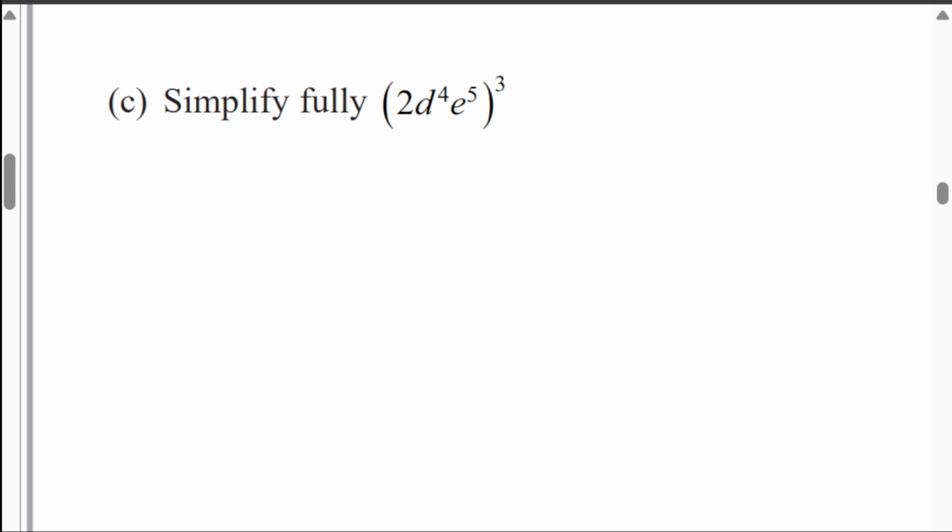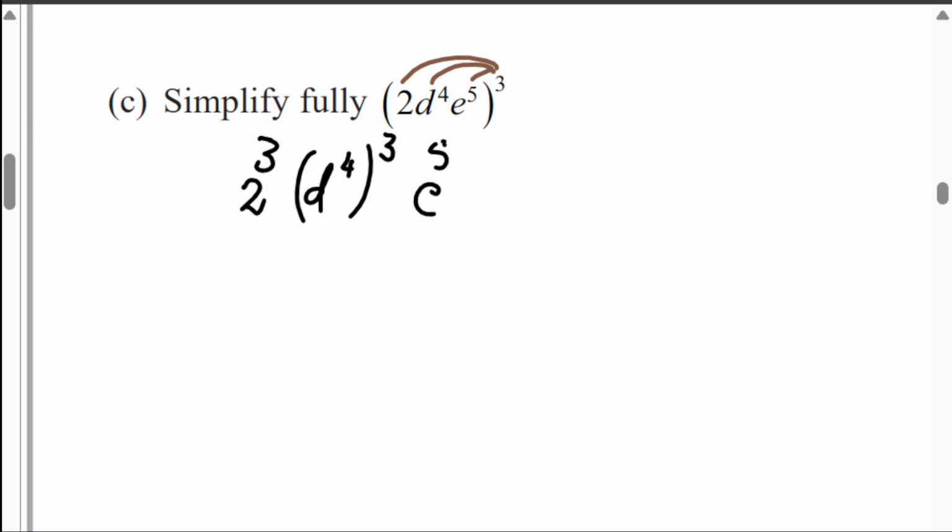Simplify indices also. The first thing, we split this 3 here, here, and there. We give each one of these a 3. So the first part will be 2 to the power of 3. The second part will be d to the power of 4 to the power of 3. The last part is e to the power of 5 to the power of 3. And that equals 2 to the power of 3 is 2 times 2 times 2. It's 2 times 2 is 4 times 2 is 8.